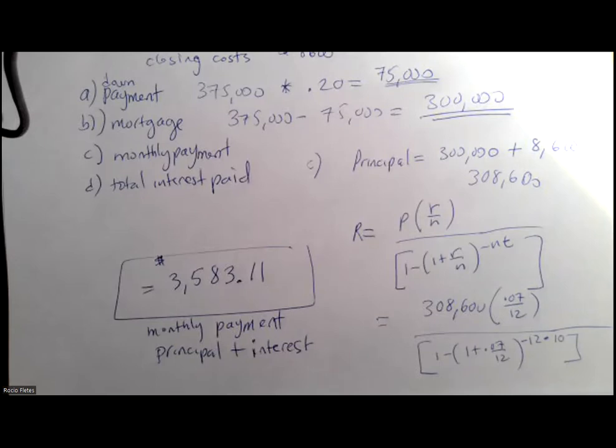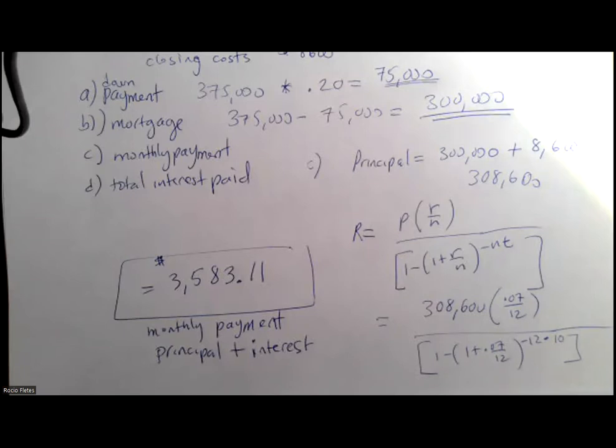Now, let's go ahead and figure out the total interest. The way to do it is you're going to take the monthly payment, because this includes principal and interest already, and multiply it times the number of months in a year times 10 years.